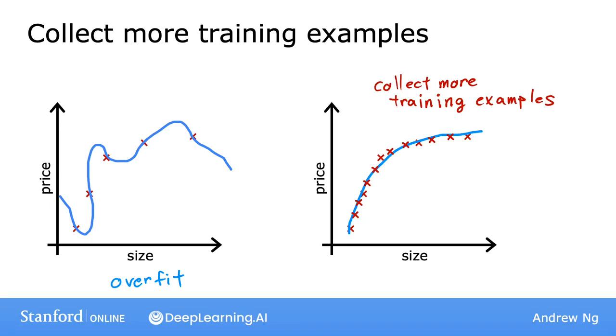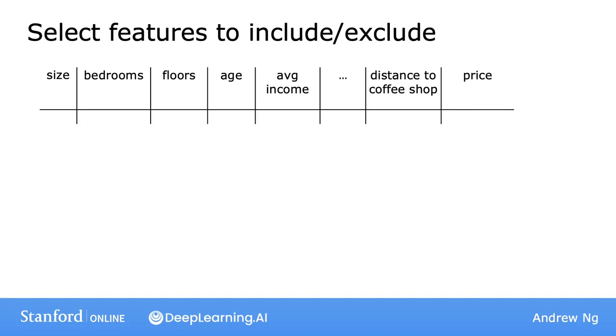Now, getting more data isn't always an option. Maybe only so many houses have been sold in this location, so maybe there just isn't more data to be had. But when the data is available, this can work really well. A second option for addressing overfitting is to see if you can use fewer features.